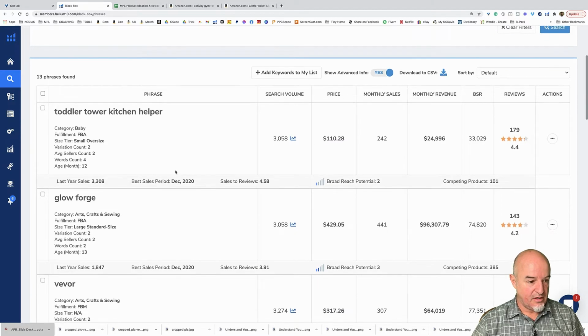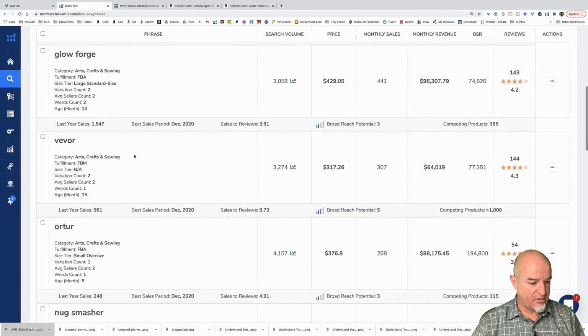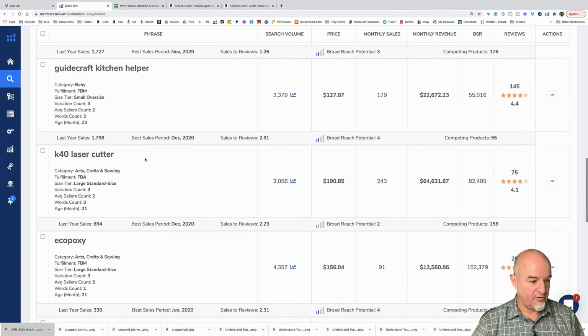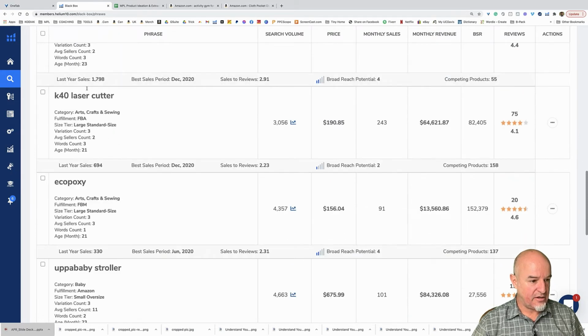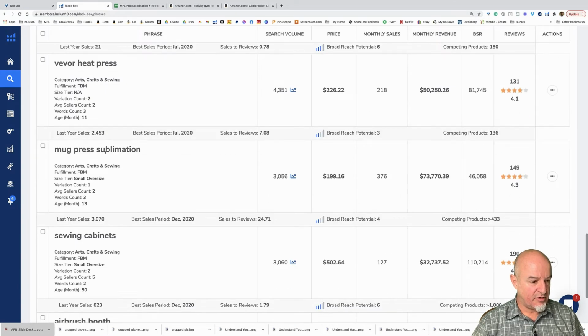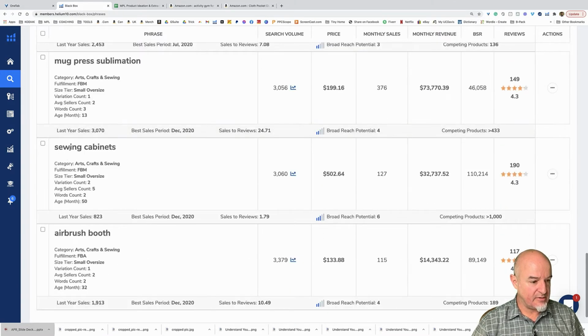So toddler tower kitchen helper, Beaver order, like what are these? A lot of these you're going to see are brand names. Nug smasher, okay, don't know what that is. K40 laser cutter, there's the eco-epoxy. Papa baby stroller, Bever heat press, mug press sublimation, sewing cabinets. Sewing cabinets, interesting. So maybe that looks attractive to you.